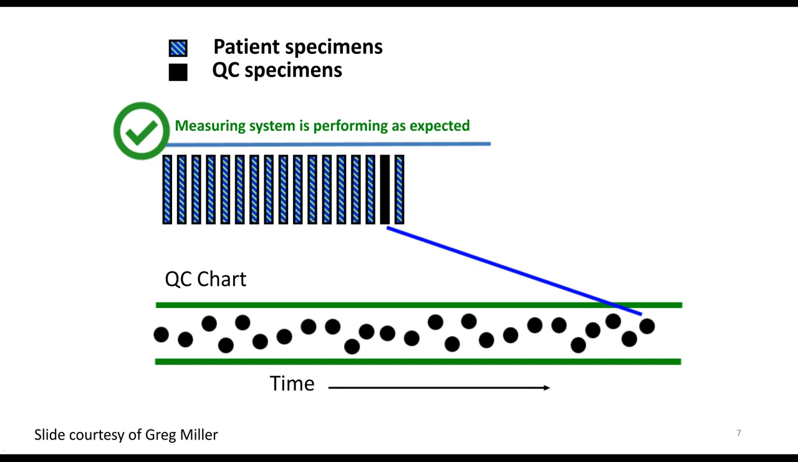the black rectangle. The graph below shows QC results obtained over time, with the green bars representing the limits of the acceptable range. If the measuring system is performing as expected, QC will be within the acceptable range, and we are confident in the quality of the patient results.